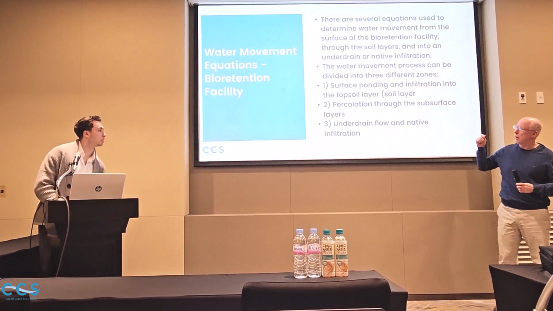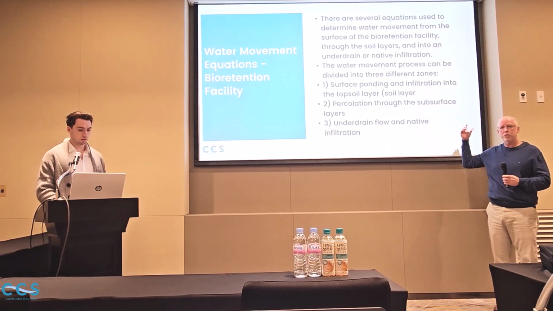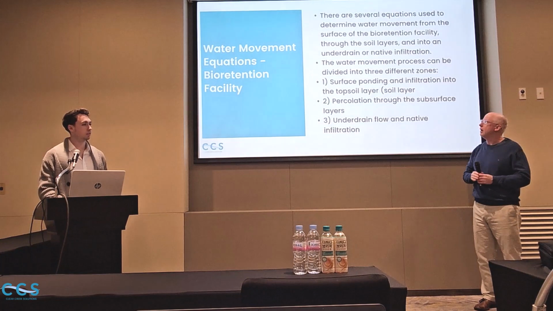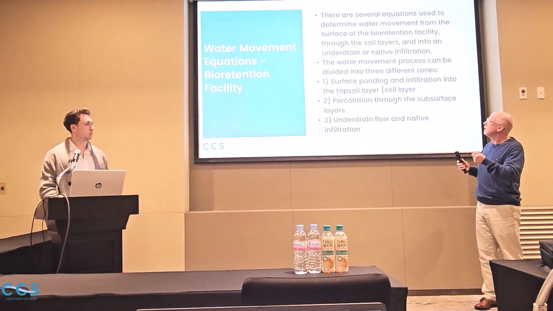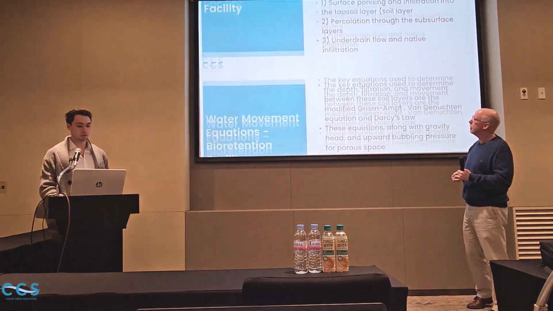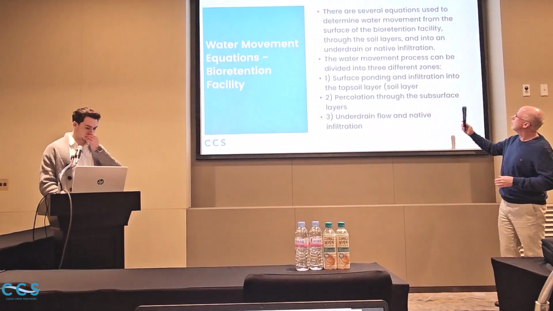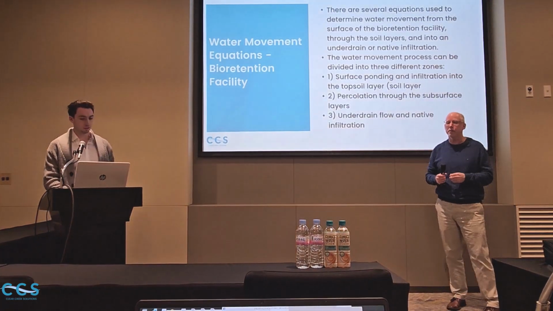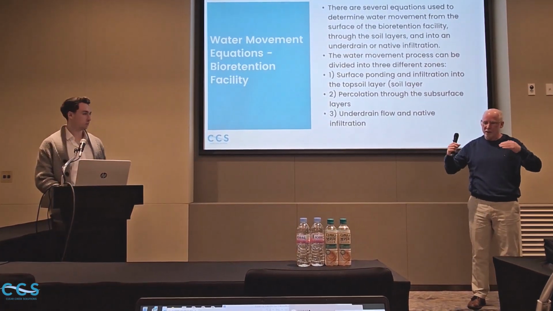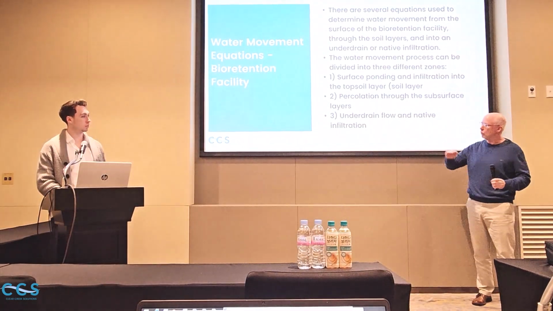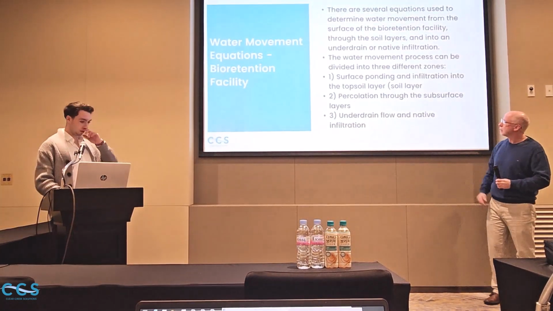So there are a number of equations that we use to move the water through the soil. And the main three are Darcy's equation, the van Genuchten equations, and the Green-Ampt equation, modified Green-Ampt. They work together to show how the water moves through the bioretention unit one step at a time.